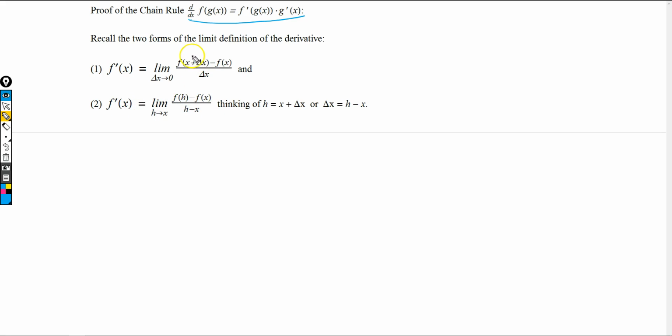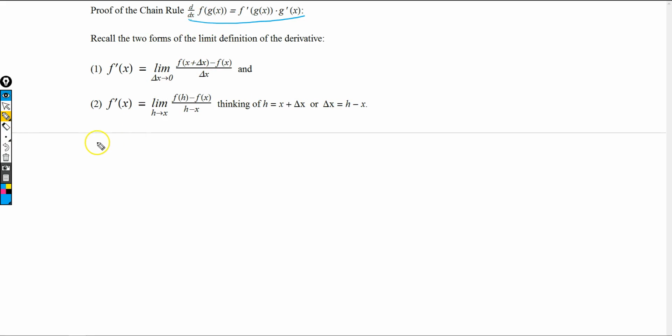And we can get this form, remember, just by letting h equal x plus delta x. And then delta x becomes h minus x. So we replace this with an h minus x as we have down here. Now also notice that as delta x approaches 0, that means the h is getting closer and closer to x. So we replace this with h approaches x. So it's the same thing, just written in a little different form. Now let's start our proof.